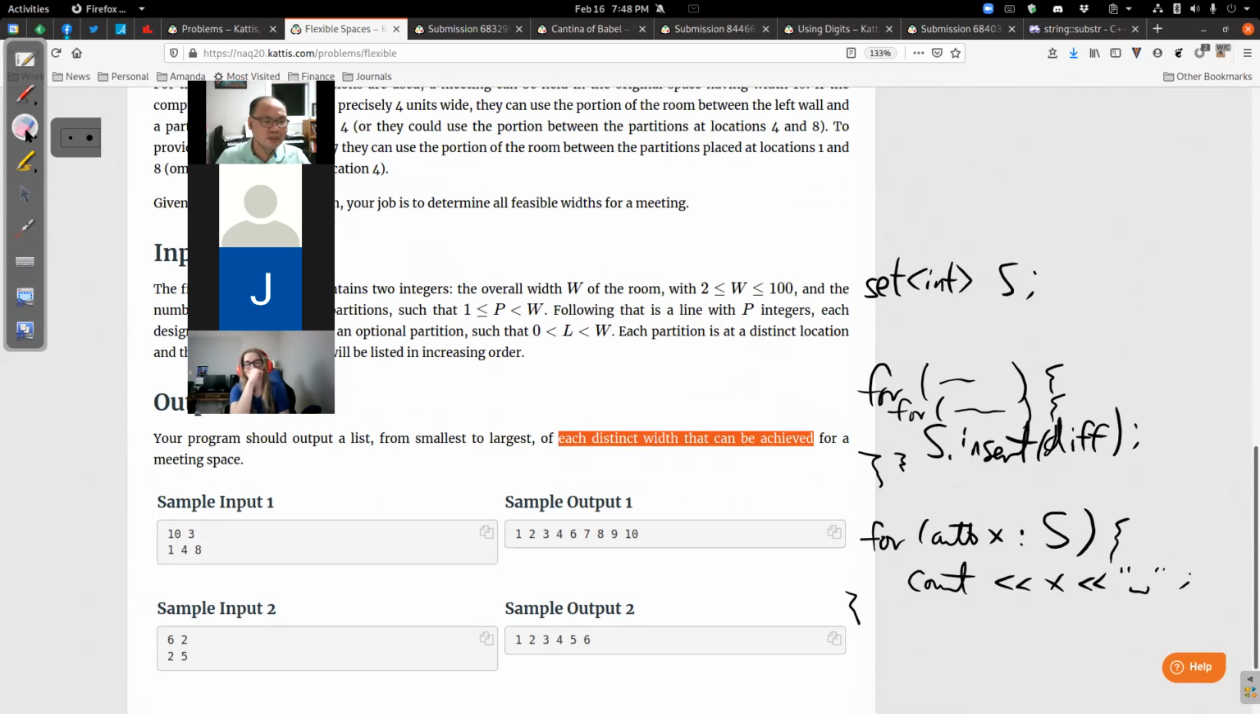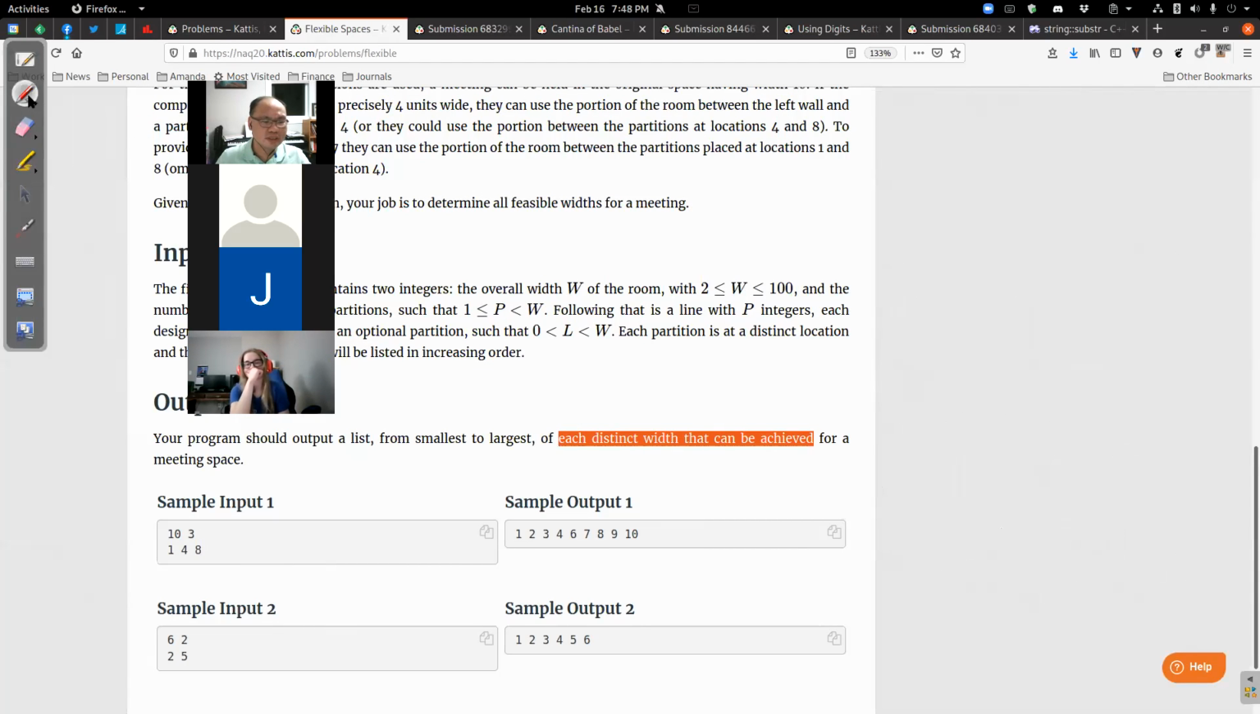If you were to use a vector, that's fine. So maybe you have vector v, and then in the loop you have, say, v.push_back.